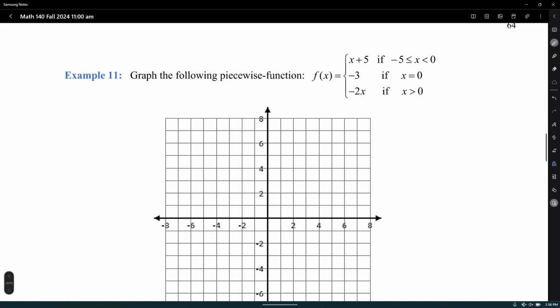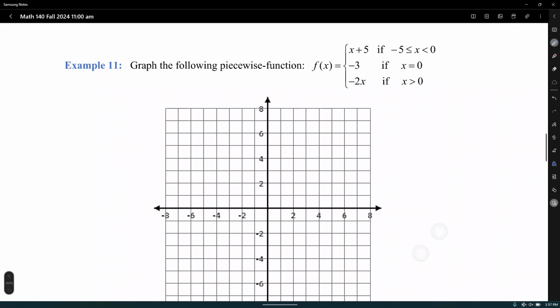How do we know include versus exclude? Well, include when we have the equal sign in the inequality symbol, and exclude when we don't have the equal in the inequality symbol. Then we have the second condition and third condition. So this time our piecewise function is comprised of three parts.